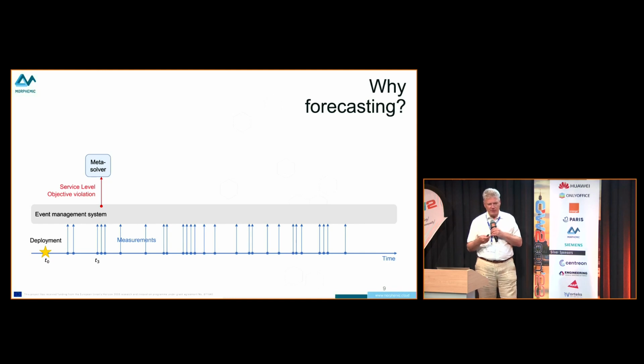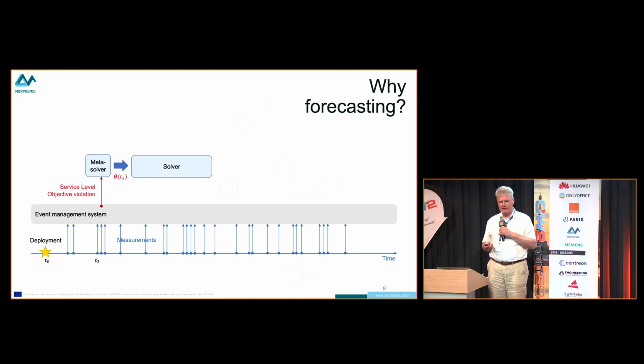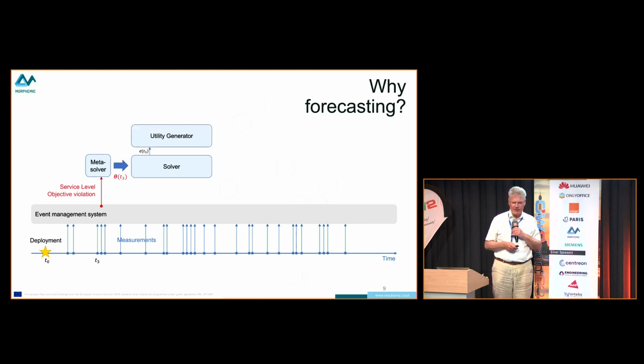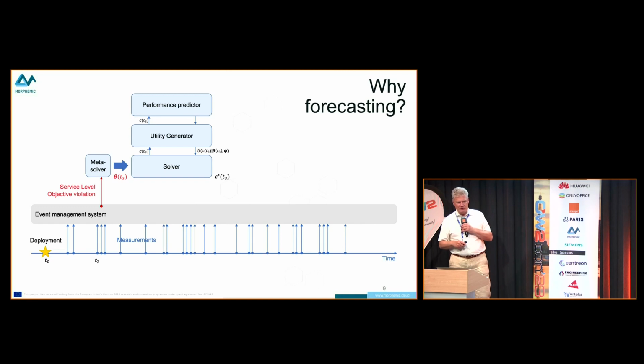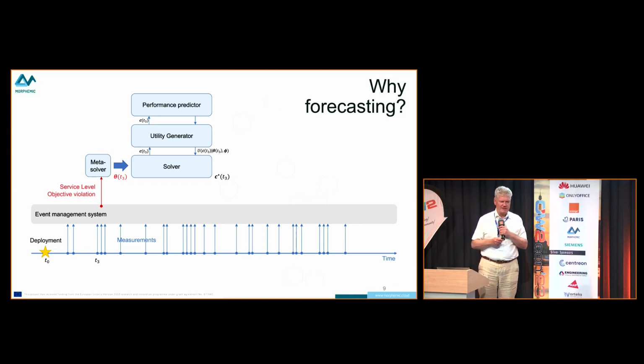We have a component called the metasolver detecting that, which then goes to the solver and asks for a new solution. Then the solver asks the utility generator iteratively about the value of this particular candidate solution. And then we have a performance predictor to predict the performance of this particular suggestion. Once we have done this iteration many thousand times, we have a solution which is optimal for the values that we have measured at time point 3 in this slide.